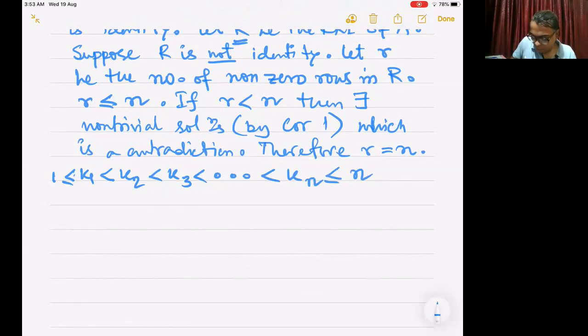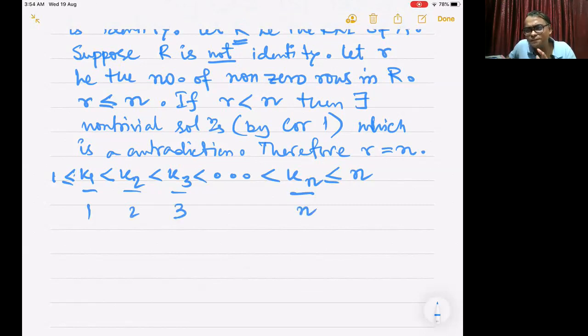So I have 1, 2, 3, 4, up to n numbers, which I have to distribute between 1 and n. They are distinct and they follow this order. Yeah, how is that possible? There is only one possibility, namely K1 must be equal to 1, K2 must be equal to 2, K3 must be equal to 3, and Kn must be equal to n.